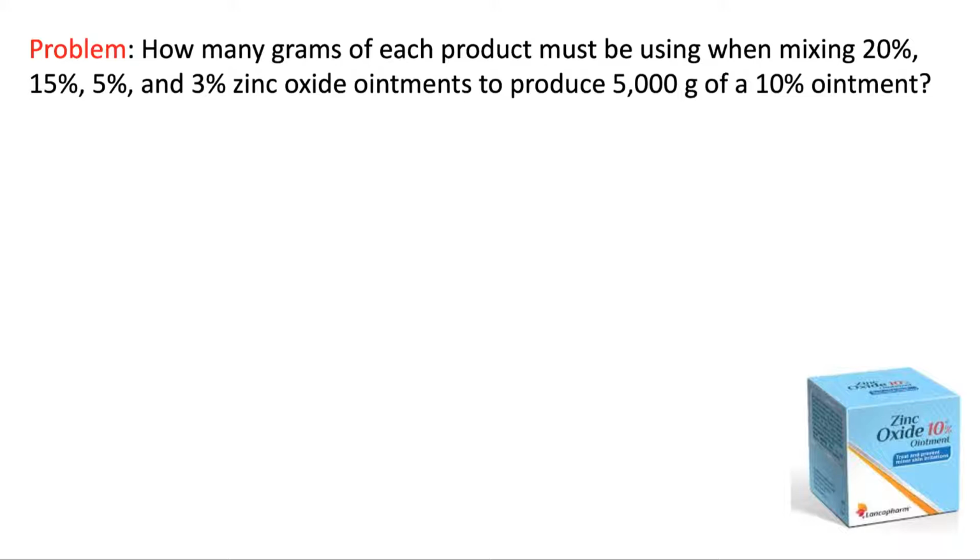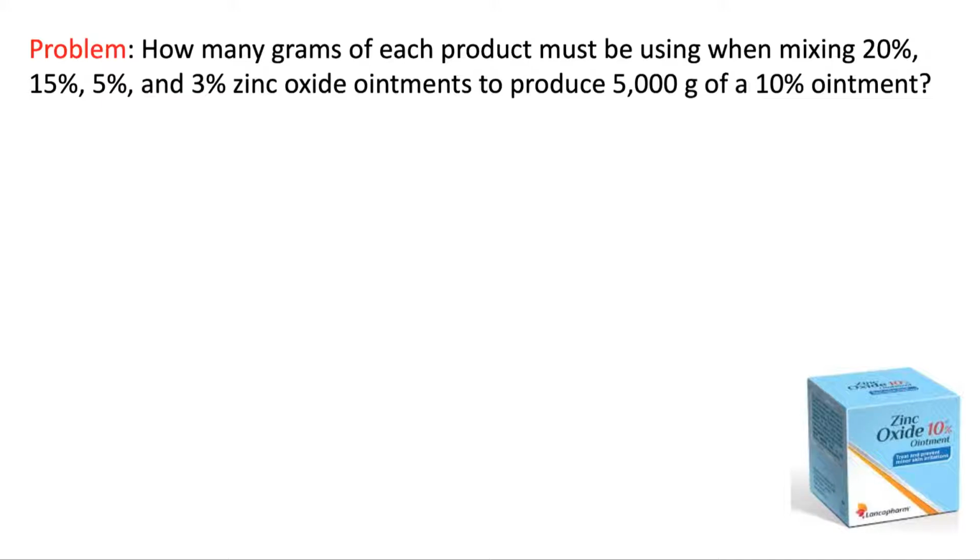All right, let's take a different example and work it all the way through this time instead of just stopping at the proportions. The question reads, how many grams of each product must be used when mixing 20%, 15%, 5%, and lastly 3% zinc oxide ointments in order to produce a total weight of 5,000 grams of an ointment that contains 10% zinc oxide?